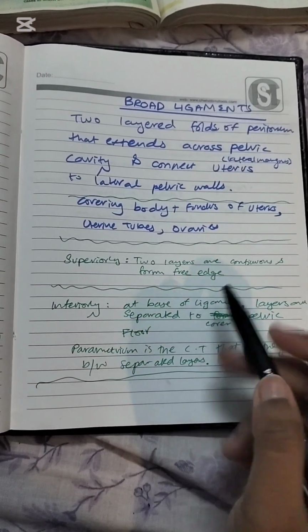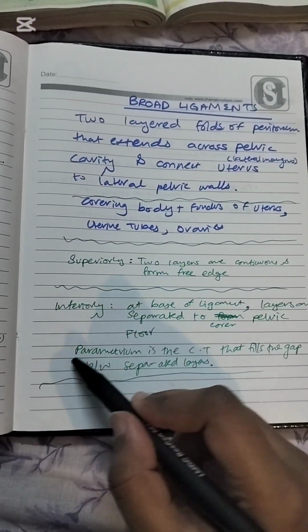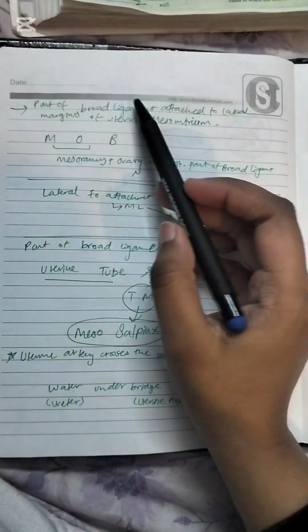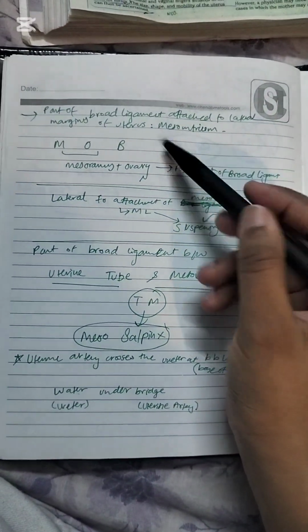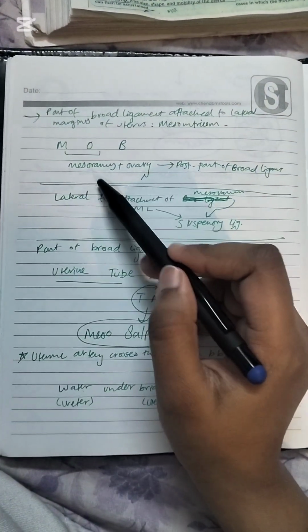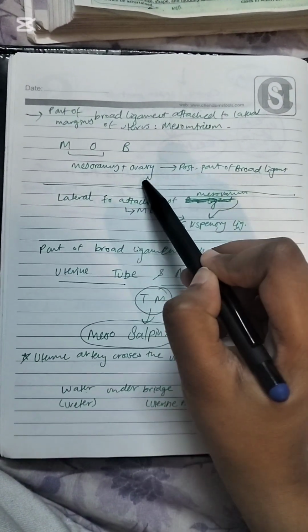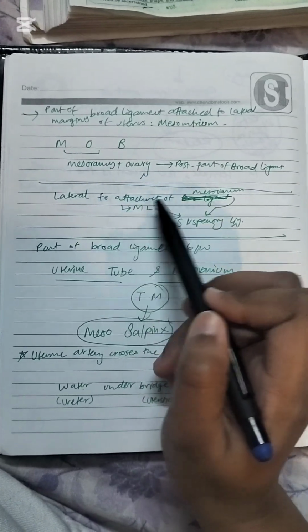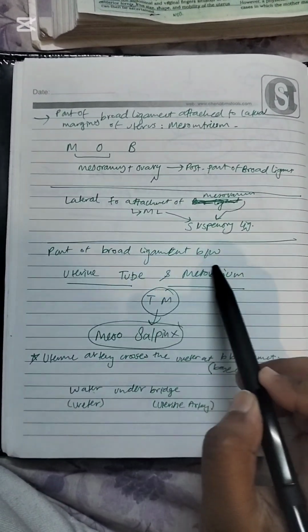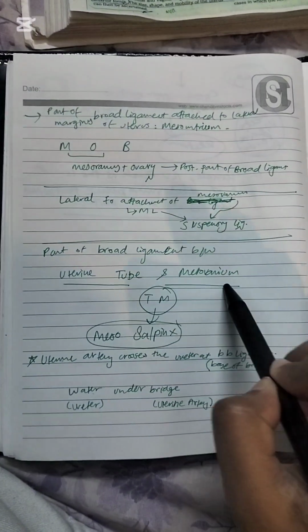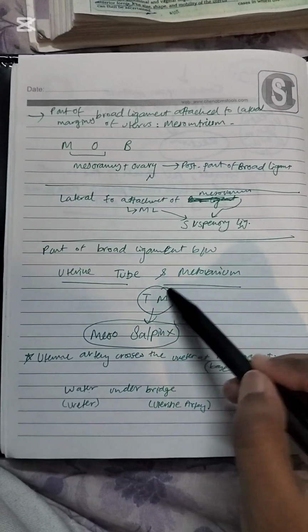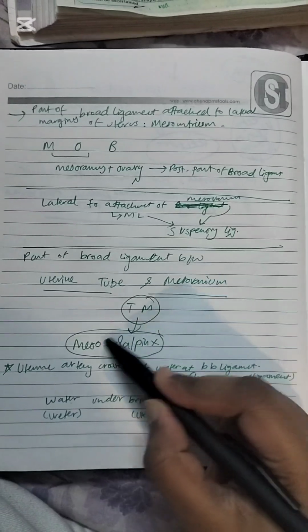As I have told you, these layers are separated, so the space between them is called the parametrium, which is connective tissue that fills the gap between the separated layers, present inferiorly in the broad ligament. The part of the broad ligament which is attached to the lateral margins of the uterus is the mesometrium. Now let's talk about MOB, which was a relation. The ovary is attached to the posterior part of the broad ligament by the mesovarium, and lateral to the attachment of the mesovarium we have the suspensory ligament of the ovary. The part of the broad ligament between the uterine tube and the mesovarium, T and M, is called the mesosalpinx.